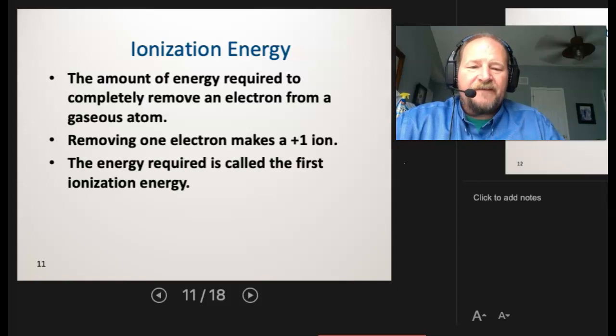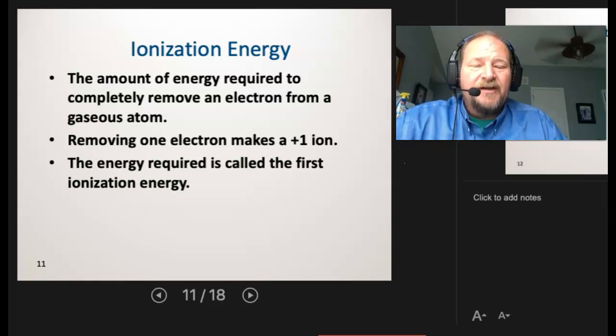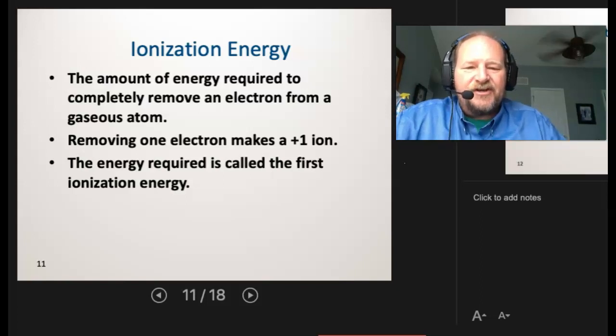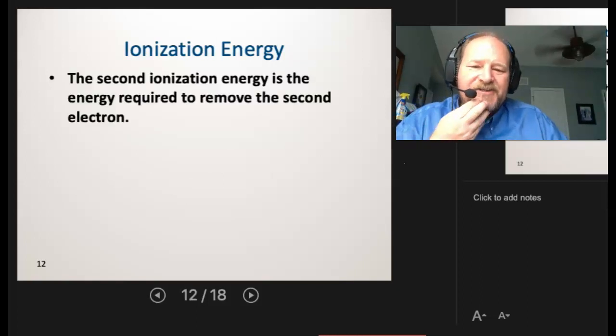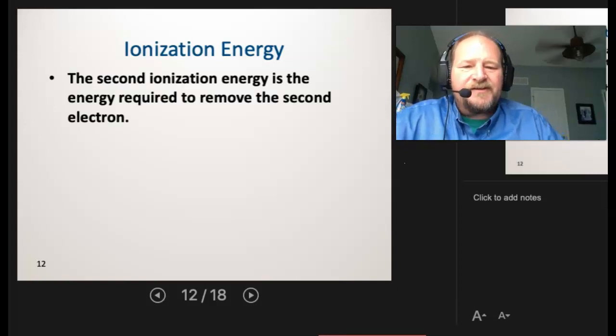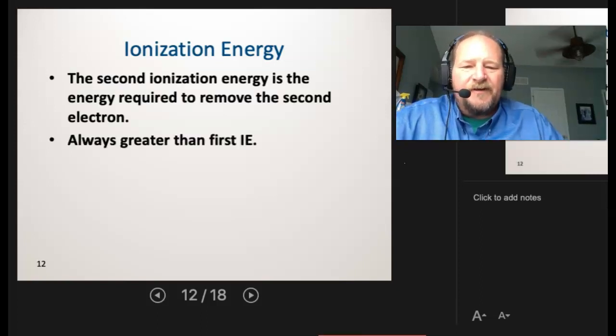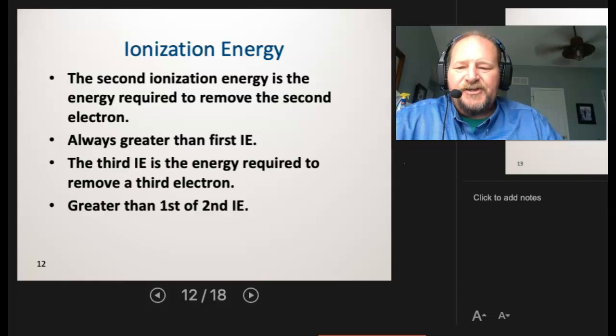Now, when we do that for the first electron, we call that the first ionization energy. Obviously we can do that for more and more electrons. We'll get the second ionization energy and the third ionization energy. Don't really care about any of those. We're going to be looking at basic trends, so we're only going to be focusing on the first ionization energy. The second ionization energy is always going to cost me more than the first. But again, all I really want to focus on is the first ionization energy.